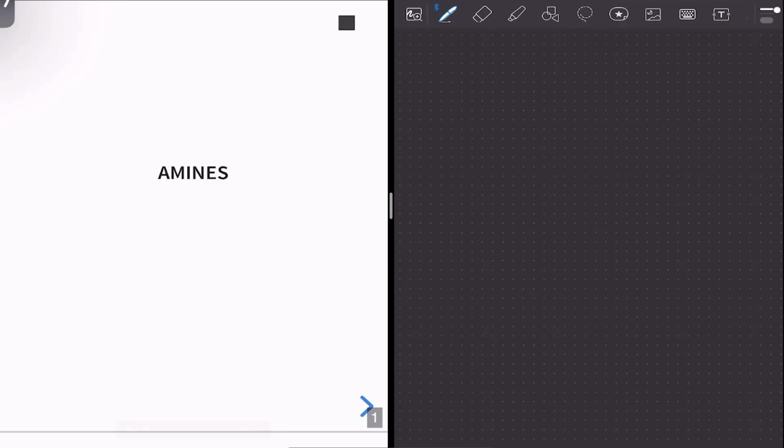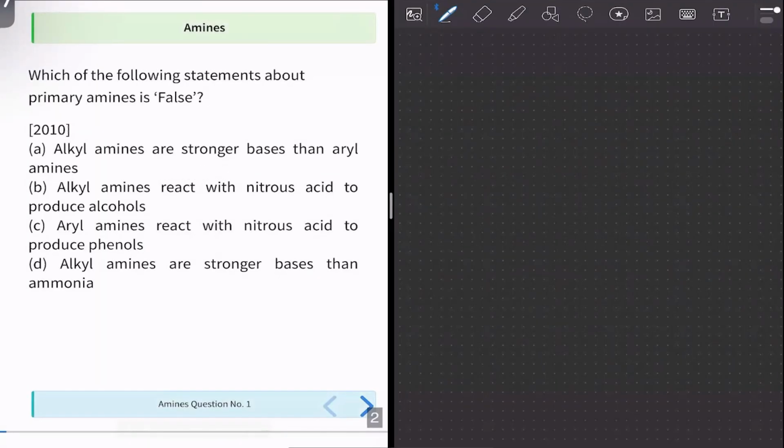Which of the following statements about primary amines is false? We have to find the false statement regarding primary amine. So let's read out the options one by one.